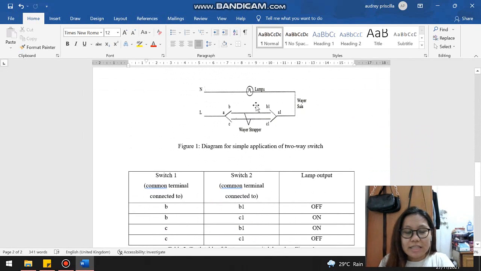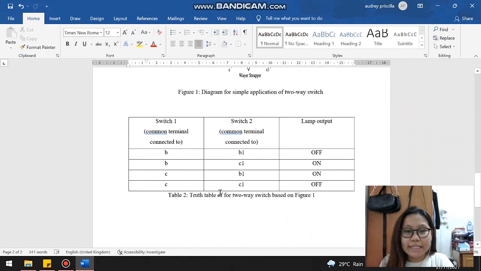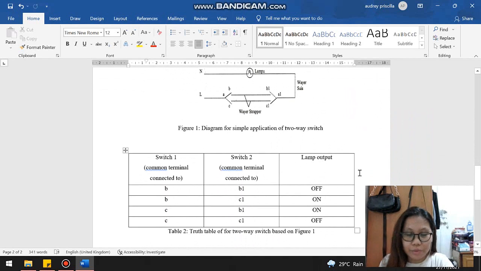Based on this, this is the figure 1 diagram for a simple application of the two-way switch. And this is the truth table for the two-way switch based on figure 1.